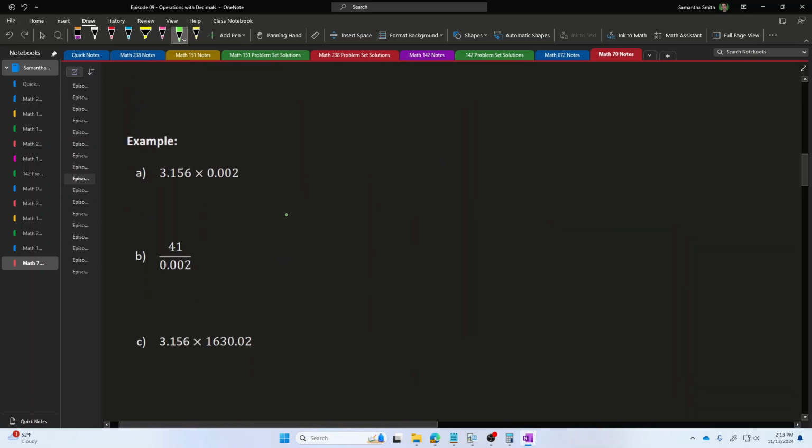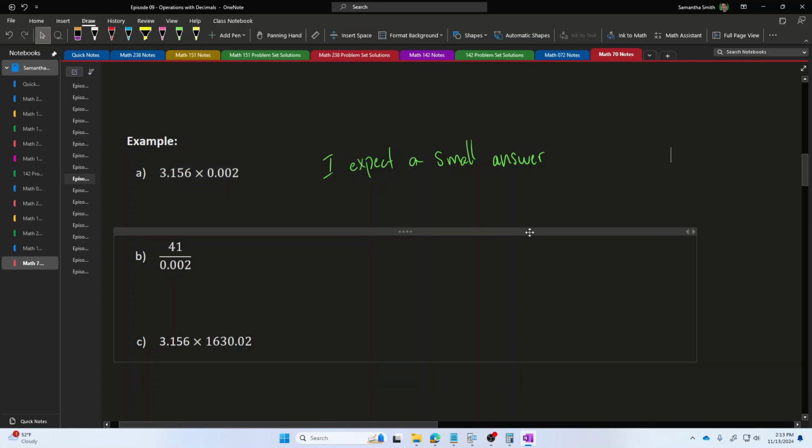So if I'm doing a calculation like 3.156 times 0.002, I am multiplying by a small number, so I expect a small answer. If I don't get a small answer from this calculation of roughly 3 times this really, really small number, I'm suspicious. I think maybe something has gone wrong.